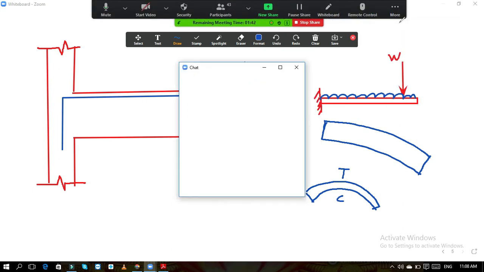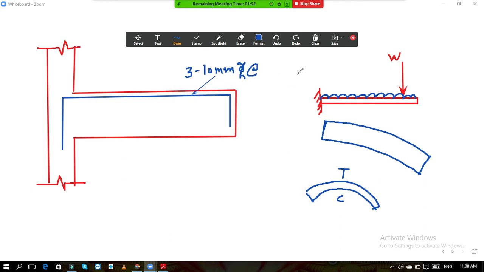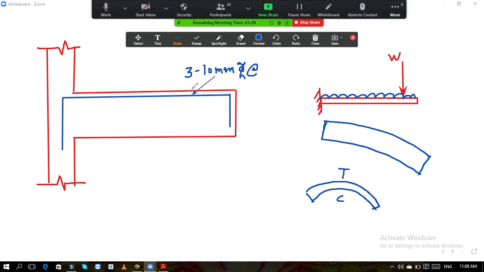How much is the spacing now? 487.27. Spacing. 300 mm center to center. Okay, so these bars are 300 mm center to center.